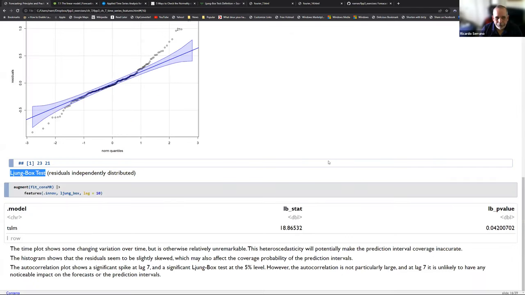For performing that Ljung-Box test, we do the augment again, and then we do the dot in of the innovative residuals, and we apply the Ljung-Box test with lags equal to 10. In other words, it's going to give you a series of lags. And the important thing here is this p-value, okay? So this p-value is 0.04. That means that it's less than the 0.05 threshold that we have.